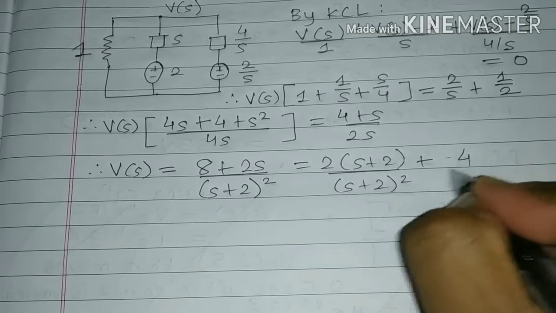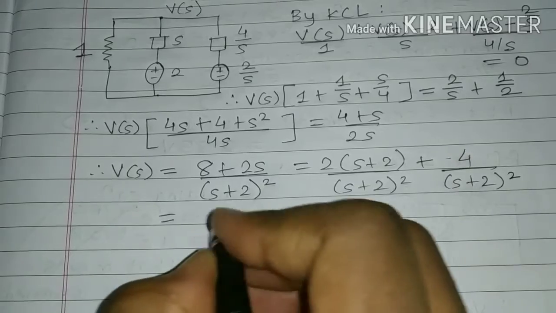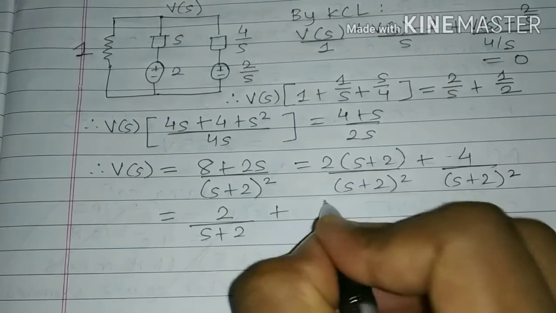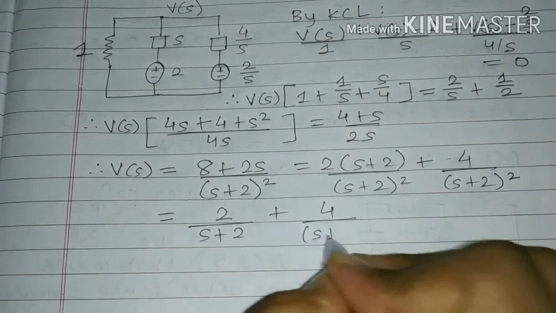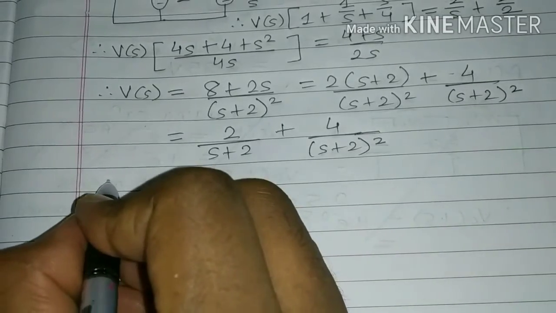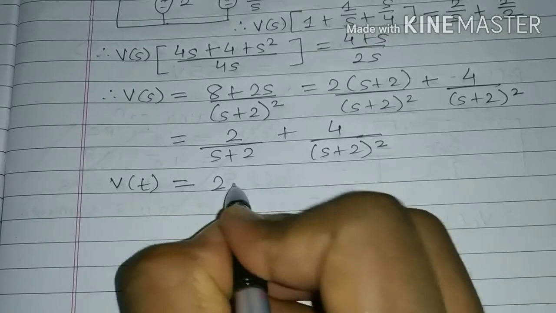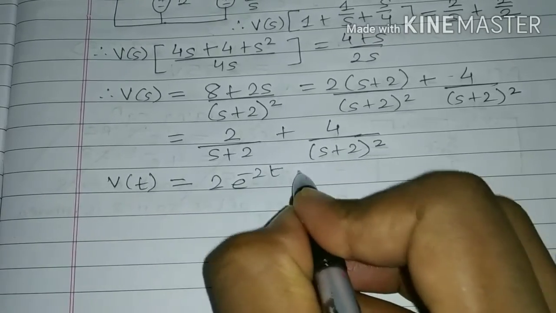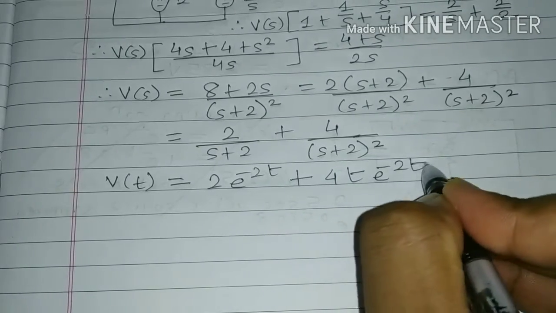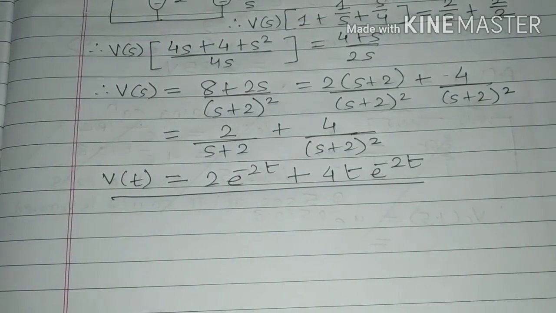plus 4 upon S plus 2 the whole square, which is equal to 2 upon S plus 2 plus 4 upon S plus 2 the whole square. Now by taking Laplace inverse, we get V of t is equal to 2e raised to minus 2t plus 4 into t into e raised to minus 2t. So hence this is the equation of the voltage across the capacitor for the circuit at t greater than 0.